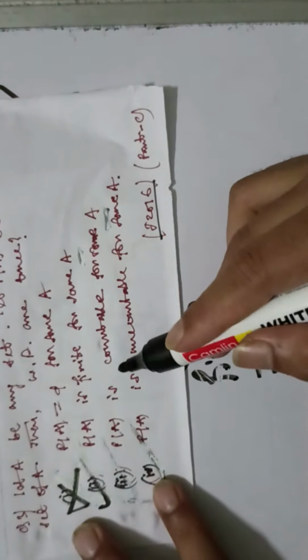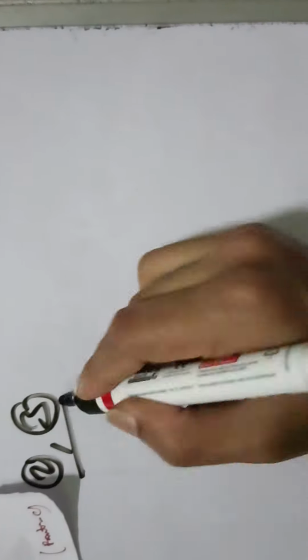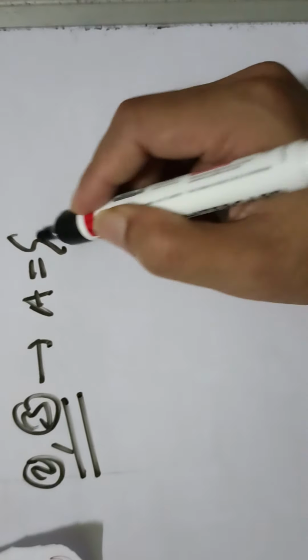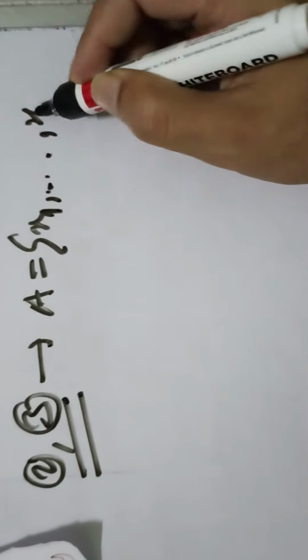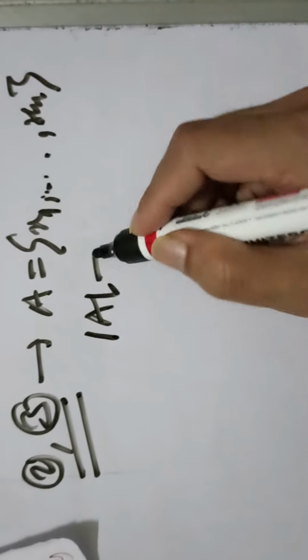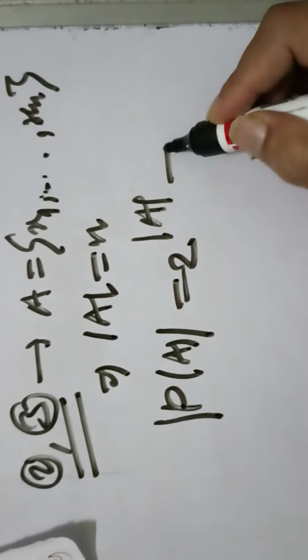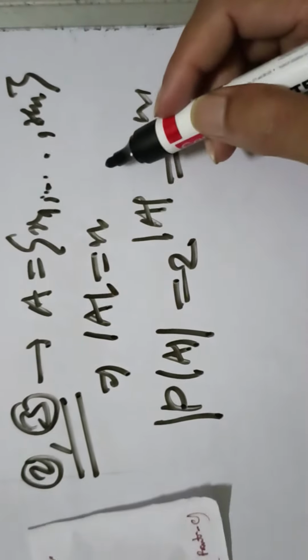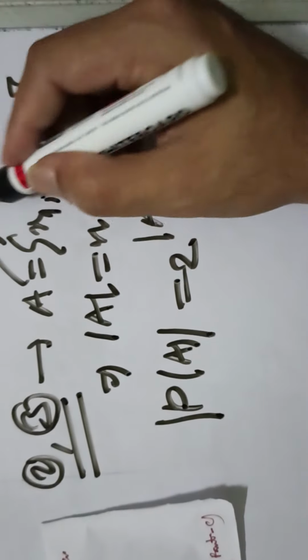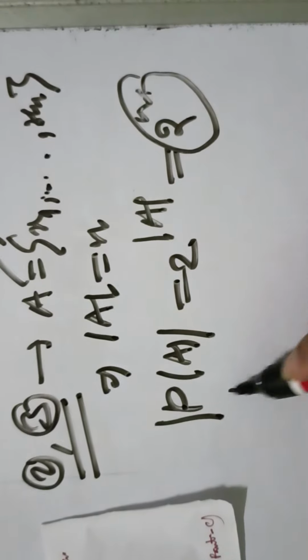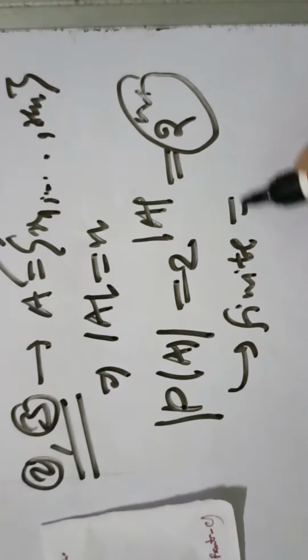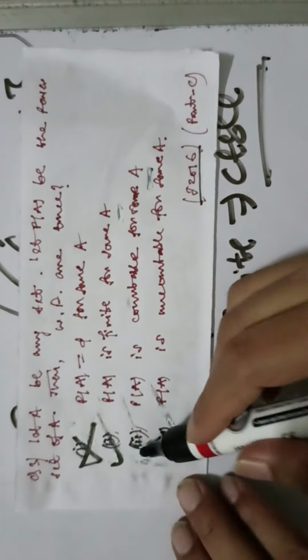Now it says the power set of A is countable for some A. The same example works for options 2 and 3. If you choose A equal to {x1, x2, ..., xn}, a set containing n elements, then the cardinality of A is n. For any set A, we know the cardinality of the power set will be equal to 2 to the power cardinality of A, which is 2 to the power n. Since A is a finite set, it is countable, and the power set contains 2 to the power n elements, so it is finite. We all know every finite set is countable. So if we choose this A, then the power set is countable. So option 3 is also right.